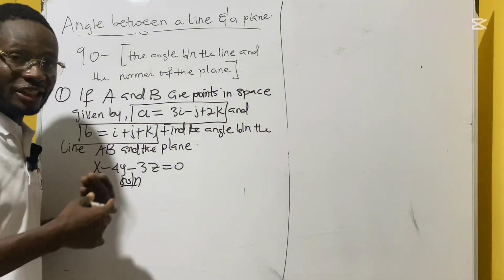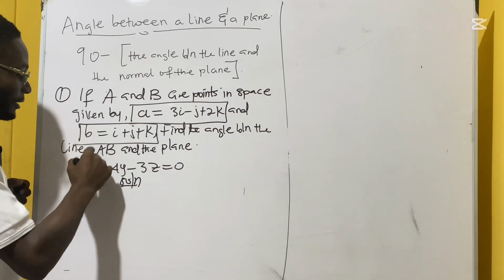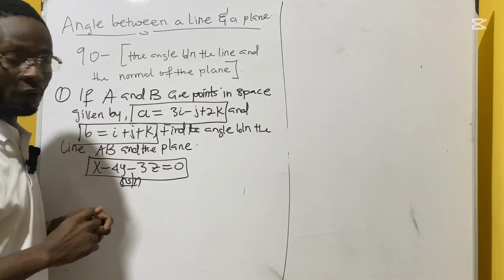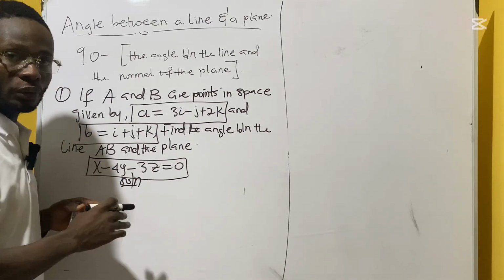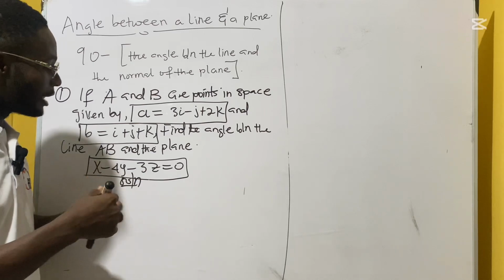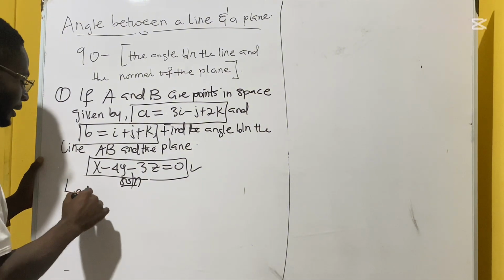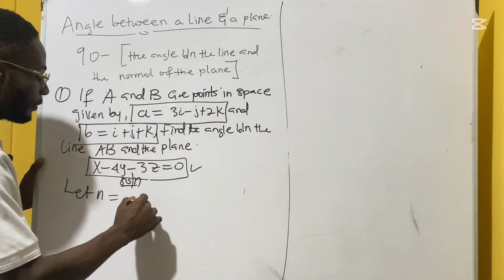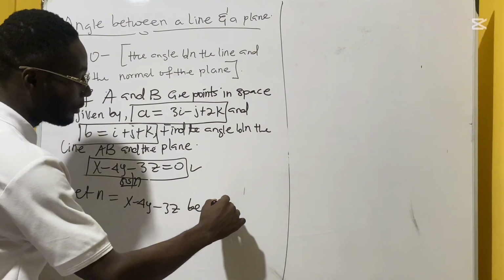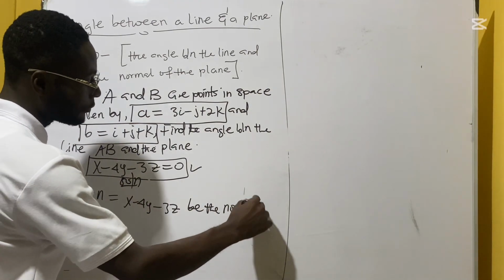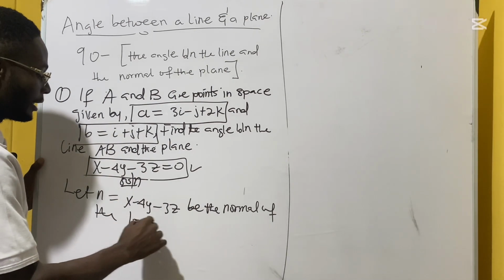We are interested in finding the angle between the line AB and the plane x minus 4y minus 3z equals 0. So now, what do we do? First, let's assume that n, which is x minus 4y minus 3z, is the normal of the plane.